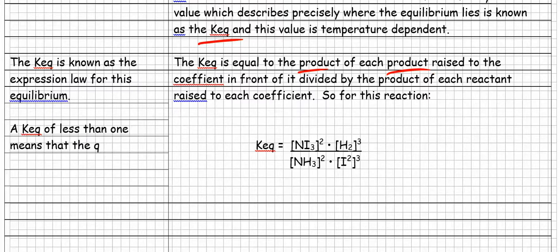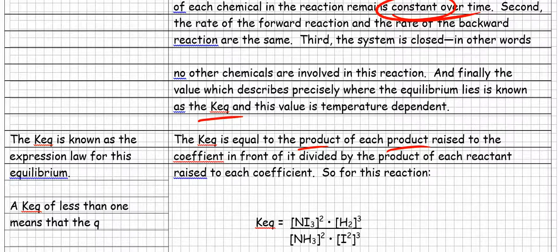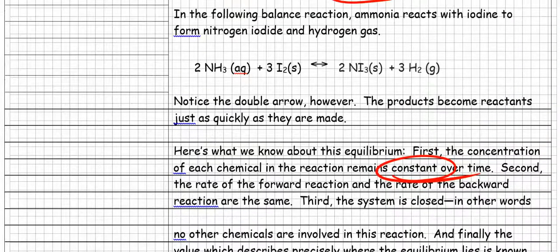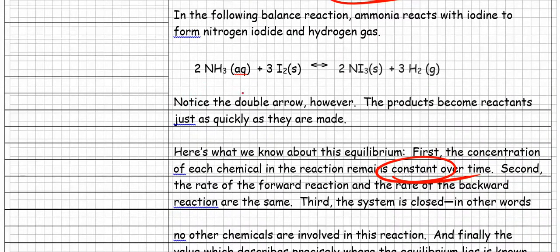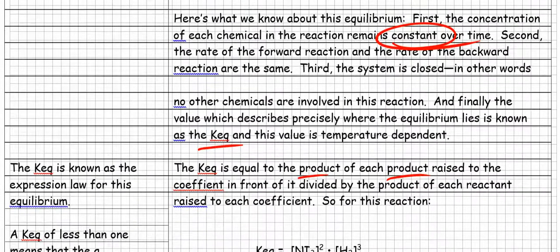So for this reaction, let's scroll back up. I don't think I can have them both on the same screen at the same time, but we have 2NH3 plus 3I2 yields 2NI3 solid plus 3H2. So we're going to remember this part first. We have 2NI3 plus 3H2. Those are going to go in the numerator, the top part. So here we go.